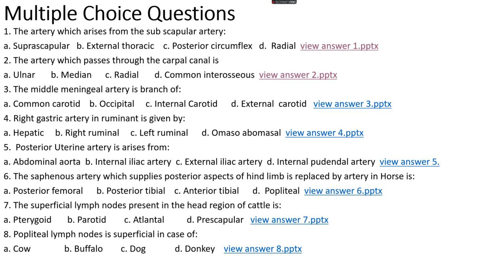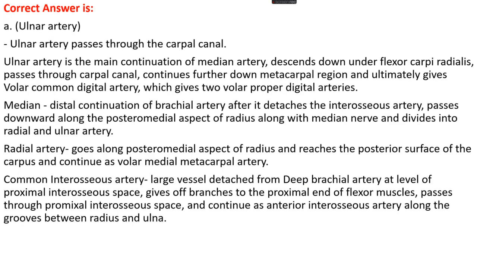Question number two. The artery which passes through the carpal canal is: option A, ulnar; option B, median; option C, radial; option D, common interosseous. The right answer is option A, that is the ulnar artery. Okay, the ulnar artery actually passes through the carpal canal. The ulnar artery is the main continuation of the median artery.